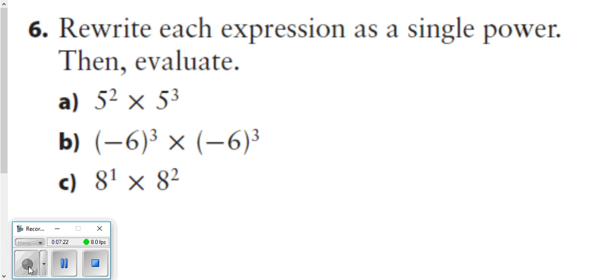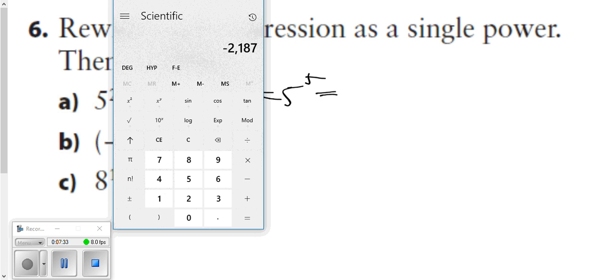Question 6, rewrite each expression as a single power and evaluate. We keep the same base, and we're going to add our exponents, which will be 5 to the exponent of 5. And the standard form is 3,125.